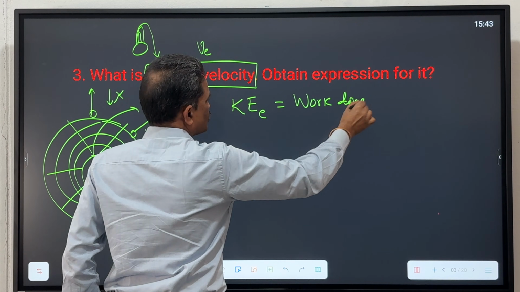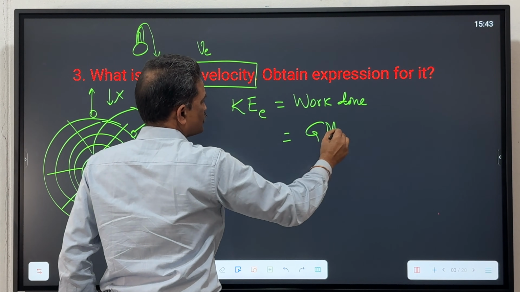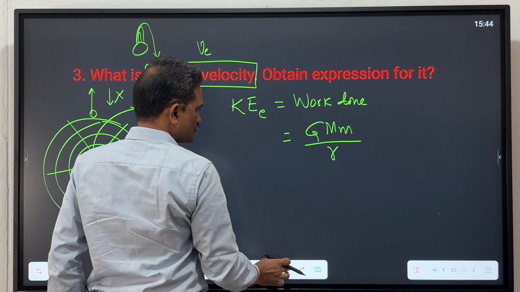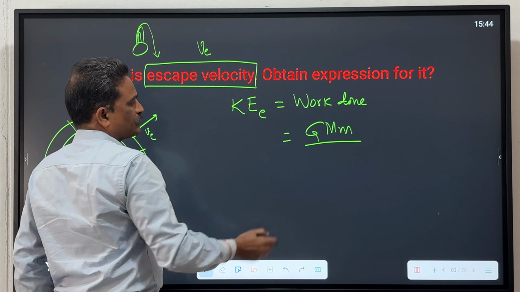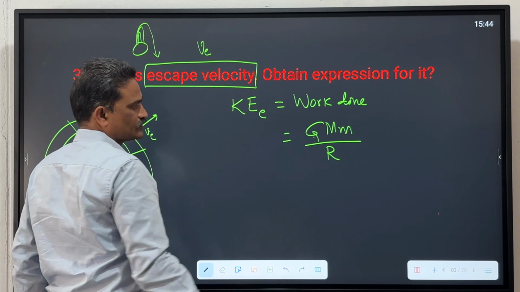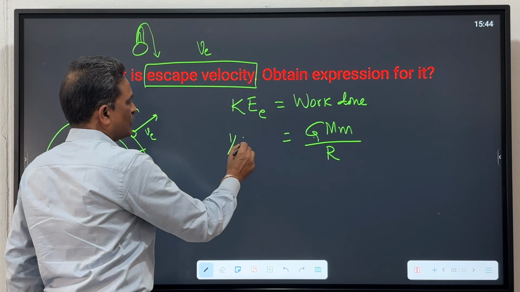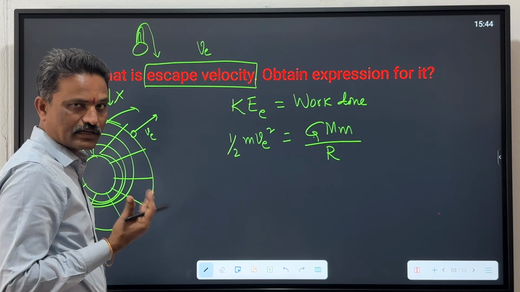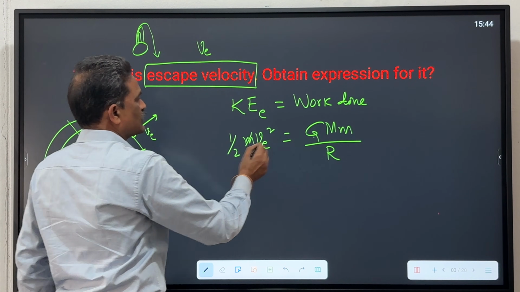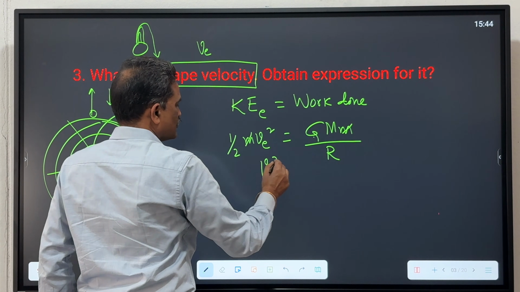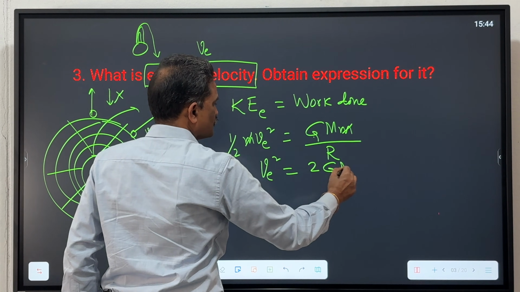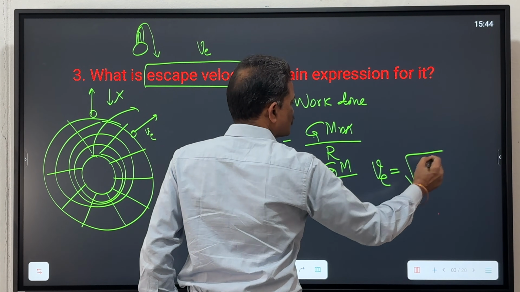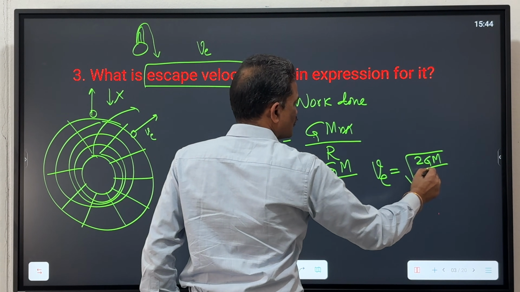This work done is nothing but GMm by R. So this must be equal to half mv square, which is the kinetic energy of the stone or a rocket or a satellite. m gets cancelled, so you will get v square is equal to 2GM by R. Or I can write VE, escape velocity, is equal to under root 2GM by R.